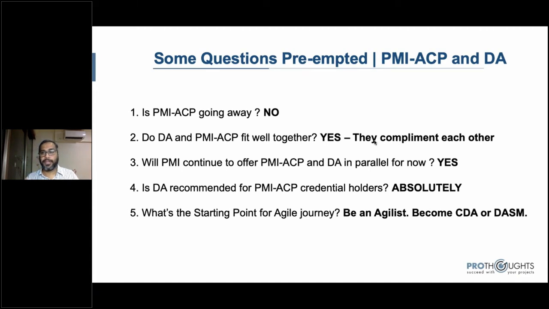What is the starting point for the agile journey? The starting point is being an agilist, a disciplined agilist. Now with the new thing, it's called Disciplined Agile Scrum Master, DASM. That's the starting point, and you should all strive for that. With that, you can leverage it for yourself and your organization. So that's what I would recommend to start with.